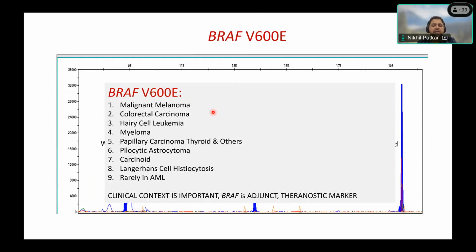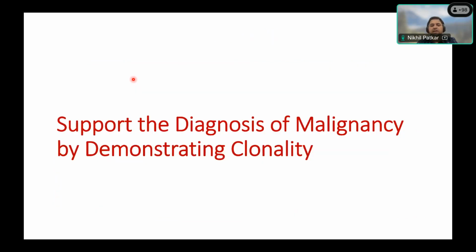So the clinical context is important, because this is used to diagnose disease in context with pathology. And it is a theranostic marker because now you have BRAF V600E inhibitors. The third application of molecular testing in hematopathology is to support the diagnosis of malignancy by demonstrating clonality.